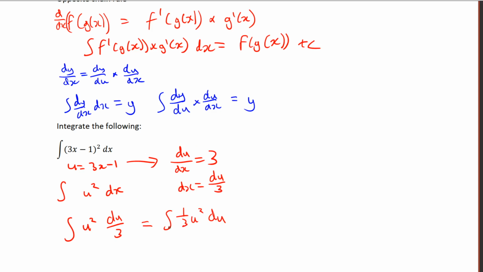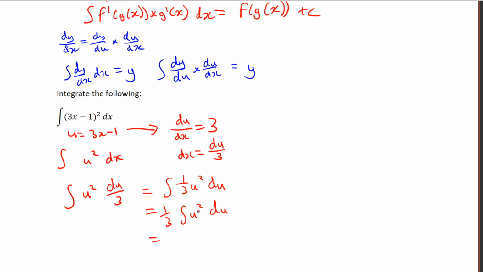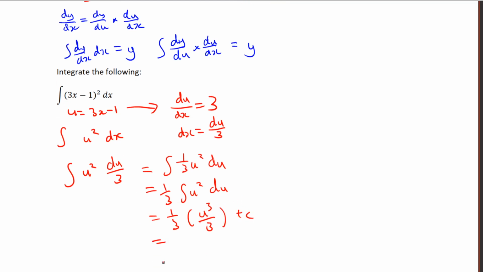So now I can integrate this as normal. I raise the power, and then I divide by the power when I'm integrating power functions. So this will become 1/3 u to the power of 3, and now I'm dividing by 3, plus c, because this is an indefinite integral, so I always need plus c, and I will get u cubed on 9 plus c. But I should write this in terms of x. u is 3x minus 1, so (3x minus 1) cubed on 9 plus c. It's that simple.